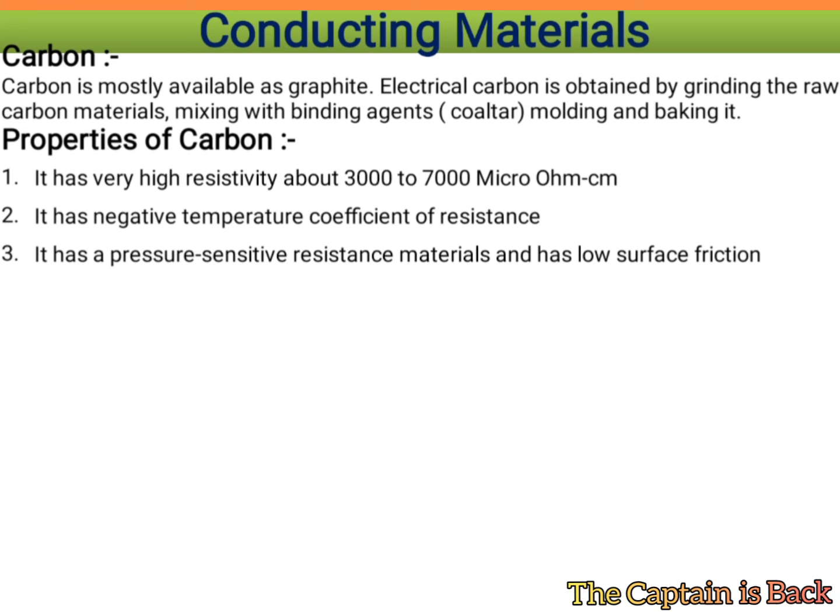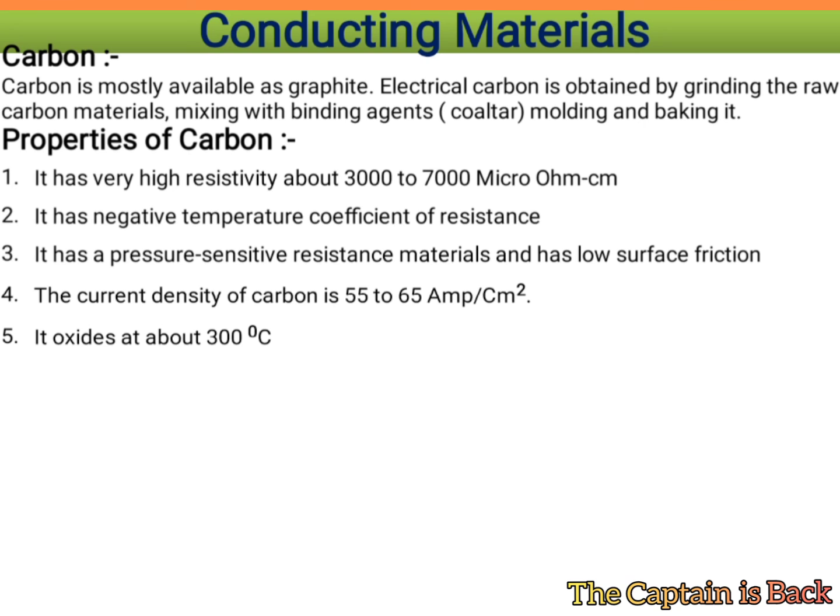This is another property, it is used for many domestic appliances. It has low surface friction. The current density of carbon is about 55 to 65 amperes per centimeter square. It oxidizes at about 300 degrees Celsius. It has very good abrasive resistance. This is another property used in domestic appliances.